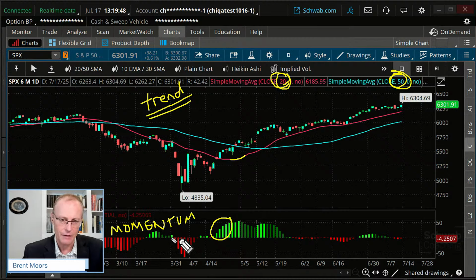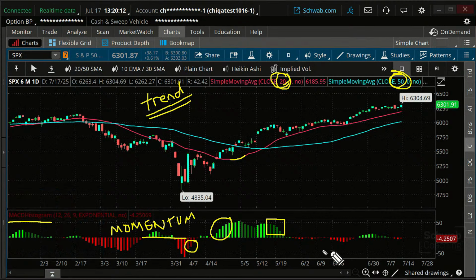Even if it's in the negative zone, so here's the 0 line, if it's in the negative zone and the bars are getting less low, so to speak, we'd call that upward momentum too. Now, if the bars are going lower, such as here, I'll put a square around it, that would be lessening momentum, lower momentum. Or if the bars are below 0 and getting even lower, we would also consider that lessening momentum as well.